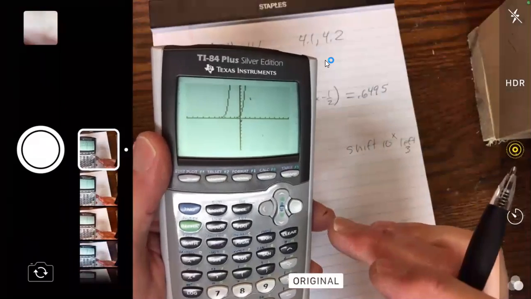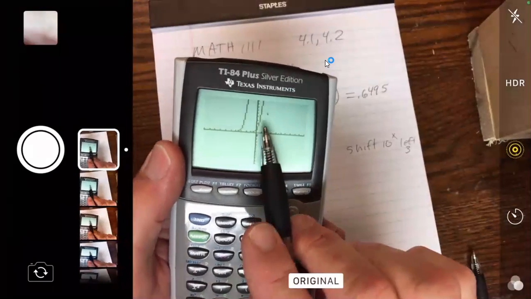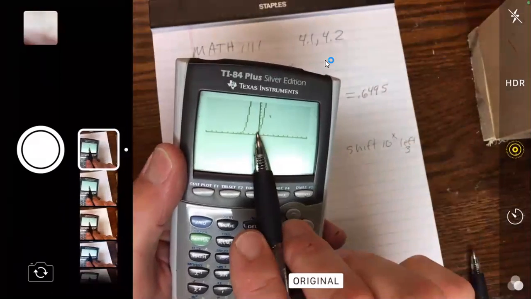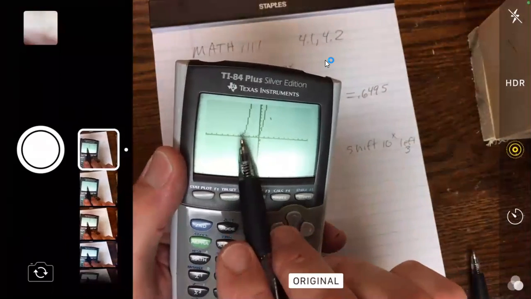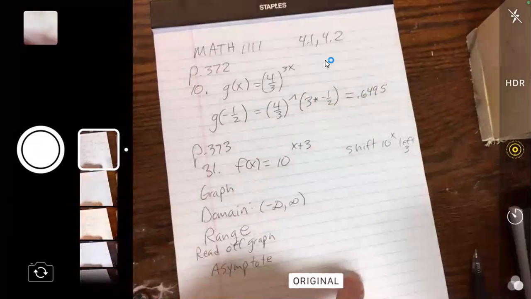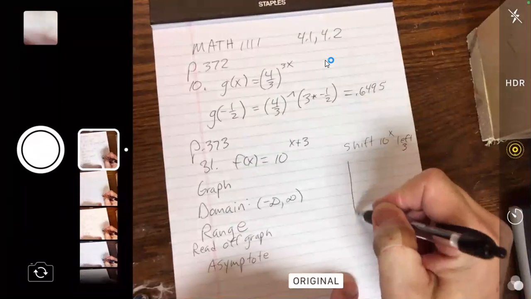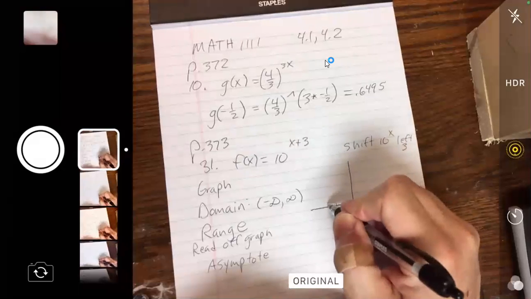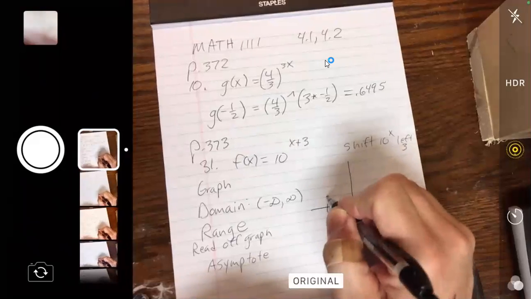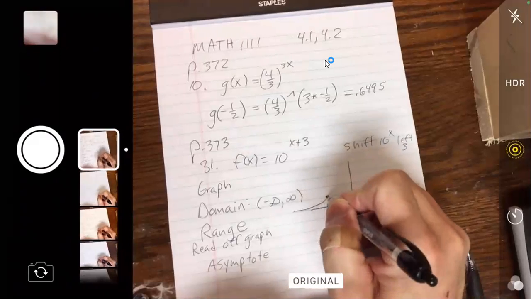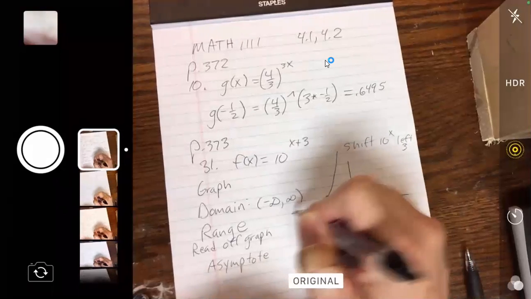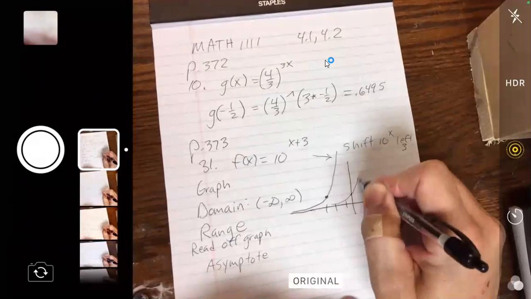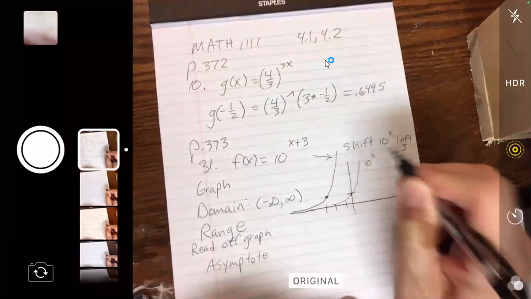All right, this is the original 10 to the x. It goes through 10 to the 0 is 1. So that's been shifted left 3: 1, 2, 3. So the original shifted left 3 approaches the x-axis, and then increases like this, 10 to the x plus 3. I'm going to compare it. This is the original 10 to the x.